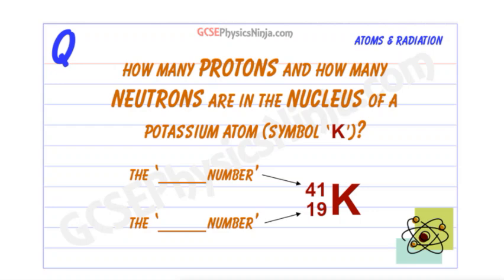How many protons and how many neutrons are in the nucleus of a potassium atom? The symbol for a potassium atom is K. For every element in the periodic table, there are two numbers associated with that element. One of the numbers is the smaller one, and one is a bigger number. Let's start with the bigger number. The bigger number is called the mass number.